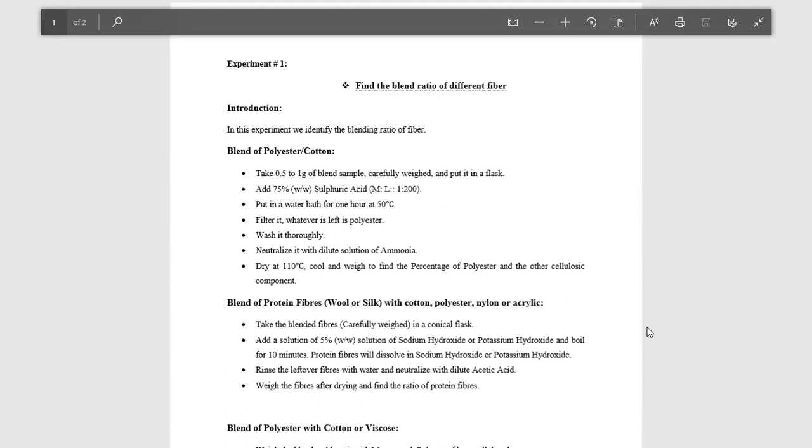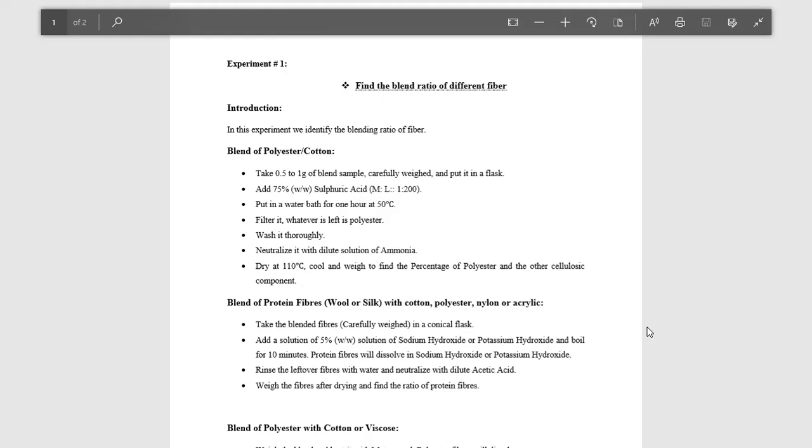So first of all, the blending of polyester with cotton. In this process, I can dissolve the cotton. So by dissolving the cotton, the remaining product will be polyester. So we can easily find out the polyester and cotton percentage.